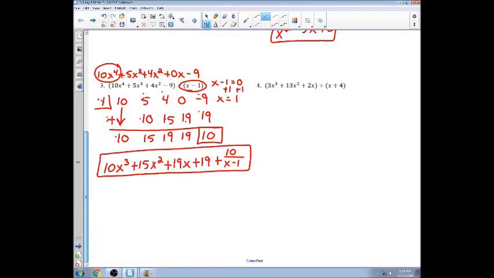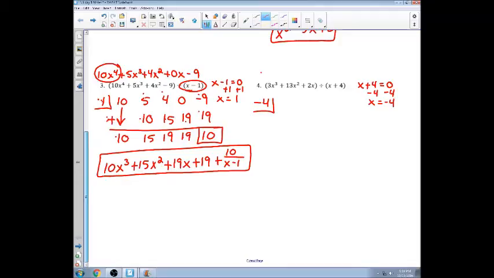Okay? So on to number 4. I have x plus 4 first. If I take x plus 4 equals 0, subtract 4, x equals negative 4. Put negative 4 in a box by itself. I'm going to check my degrees. I have the third, the second, the first. What is missing here is my 0 degree. I need every degree from the largest degree I have down to 0.